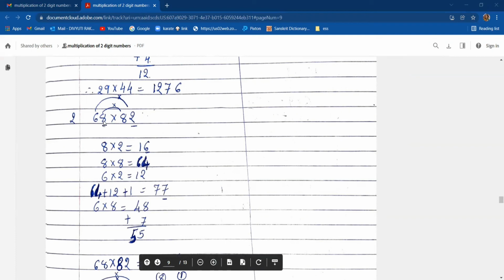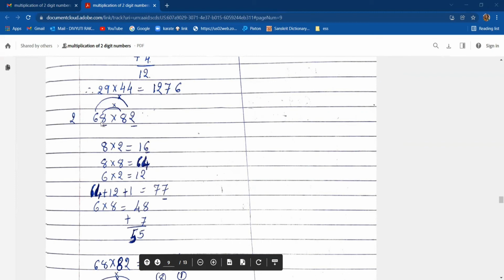So first you have to multiply both the unit digits and underline the unit digit of the answer. Then here it is 8 into 2, so it will be 16. Now multiply this both number, 8 8s are 16, and this both extreme digits, that is 6 2s are 12. Then you have to add it.